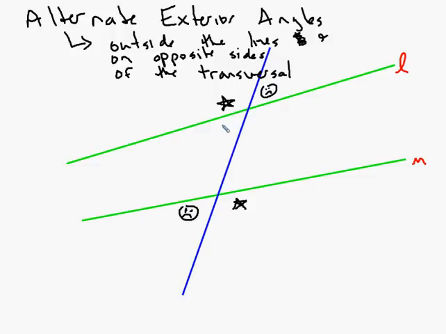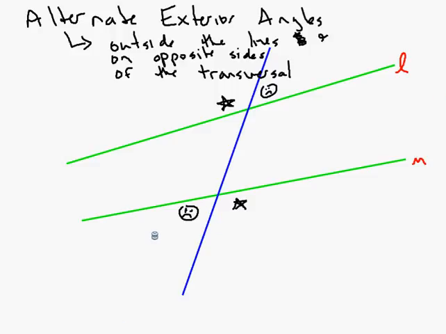What about where I put this X and this X? What are those? Supplementary. Yes, those are supplementary. What about where I put this Y? Supplementary. What about this X that I circled and that Y that I circled? Alternate interior. Okay, so there's lots and lots of possibilities.